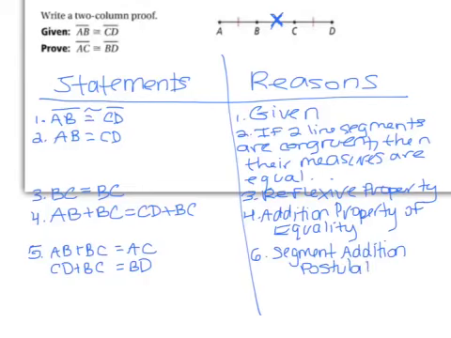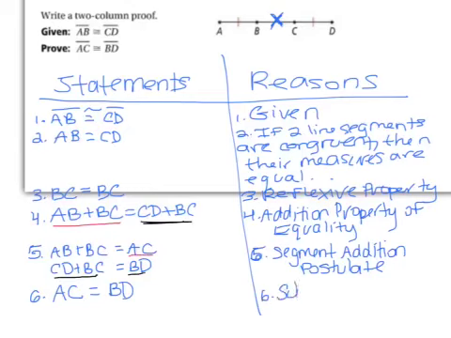Well, now, by using substitution, I can show that since AB plus BC equals AC, and since CD plus BC equals BD, we're going to plug that in here, we can state that AC equals BD by the substitution postulate.